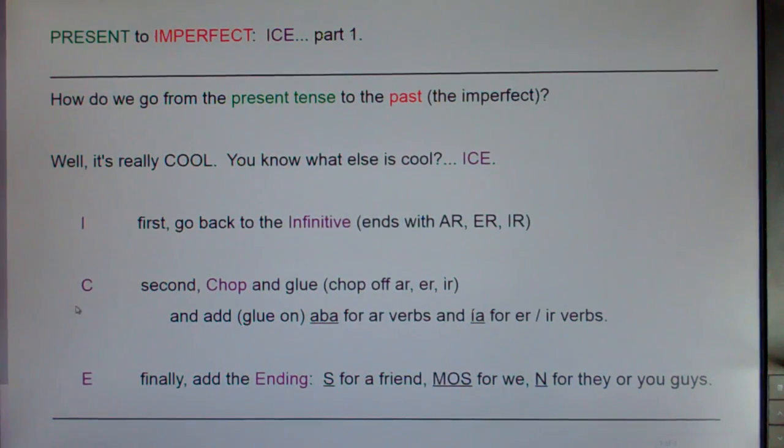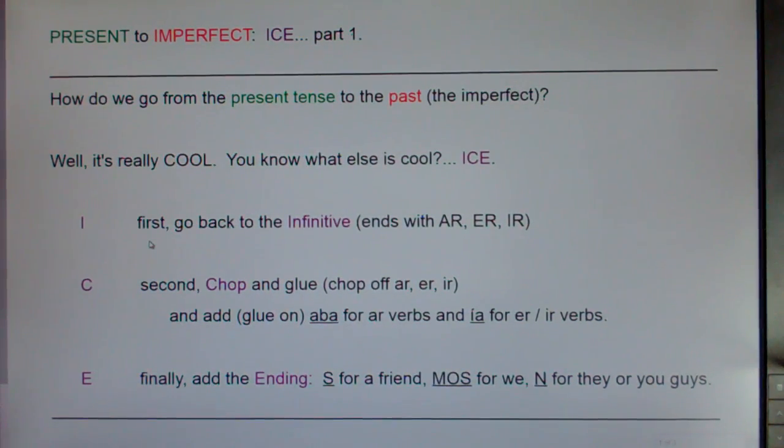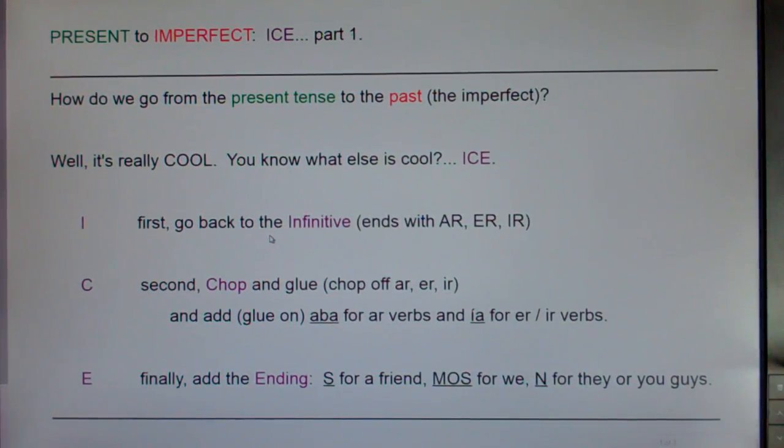All right. C stands for chop and glue. Once you go back to the infinitive, you're going to chop off the AR, ER, IR, and you're going to glue something on. Now, if it's an AR verb, you're going to chop off the AR and add aba. If it's an ER or an IR verb, like comer or vivir, you're going to chop off the ER or the IR and add ia. So again, to go from the present tense to the past imperfect, first you go to the infinitive. To the infinitive and beyond, you go back to the AR, ER, IR form. Then you chop off the AR and add aba, and you chop off the ER or IR and add ia.